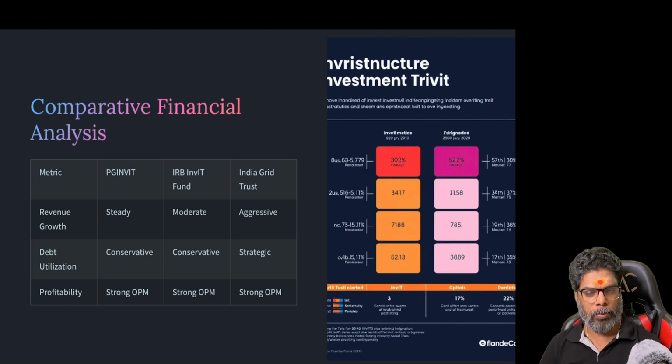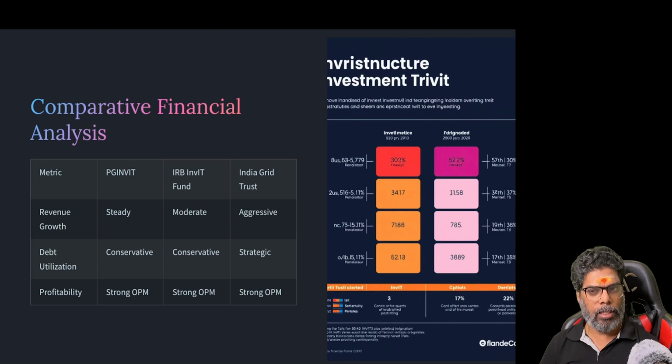catching up the momentum. The renewable source of energy was not that much focused on earlier, but going forward, renewable energy is going to be top notch in the entire world. So India has to focus more on renewable energies. In that case, I would say INDIGRD Trust is focused to grow in an aggressive fashion.